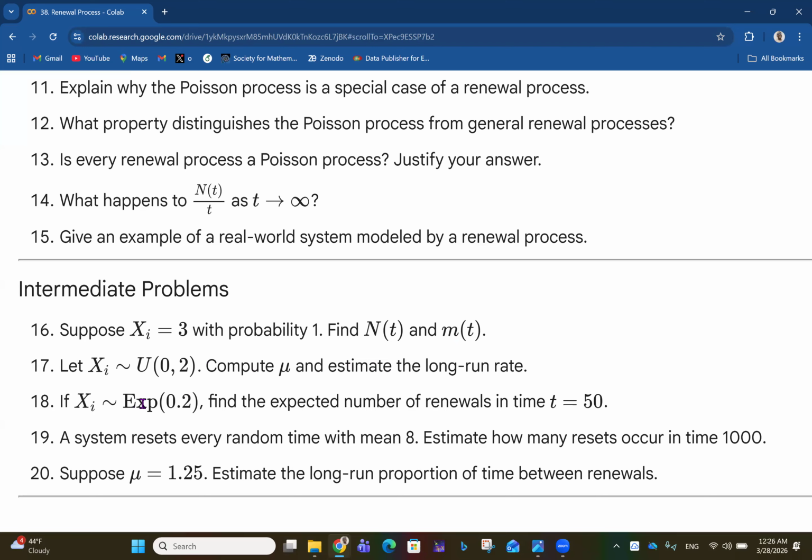Then if Xi is exponentially distributed, find the expected number of renewals in time t equals 50. Then a system resets every random time with mean 8. Estimate how many resets occur in time 1000. That's 1 over 8 simply. Suppose mu is 1.25. Estimate the long run proportion of time between renewals. That is 1 over 1.25.